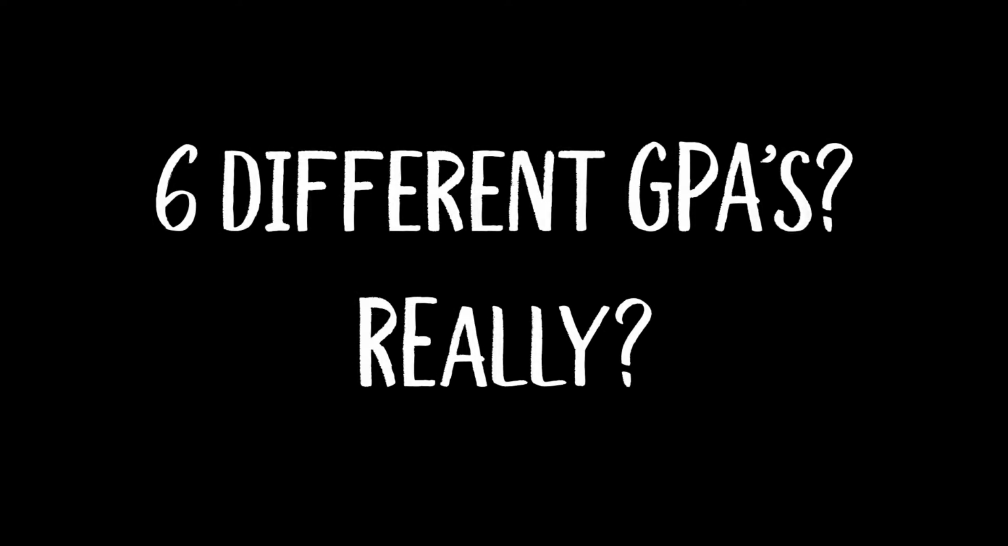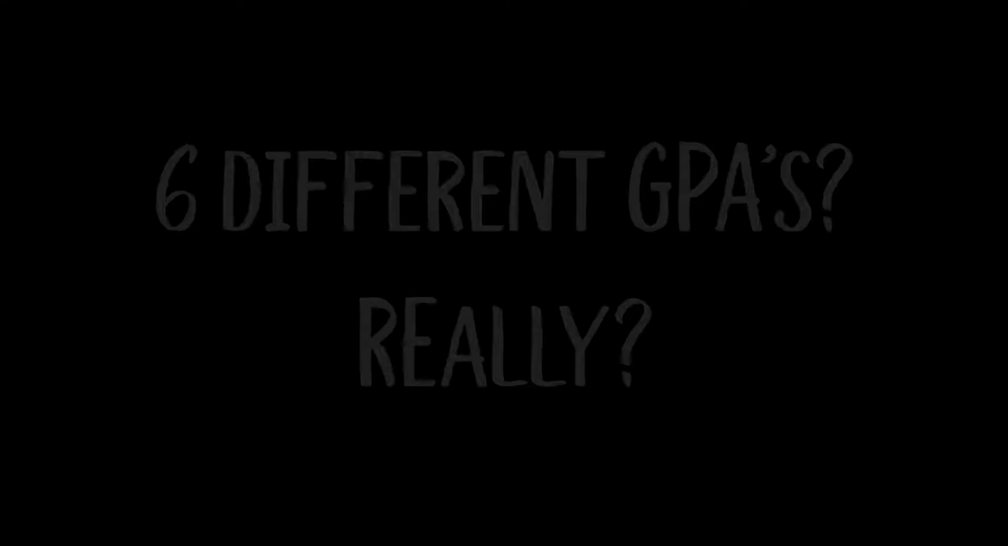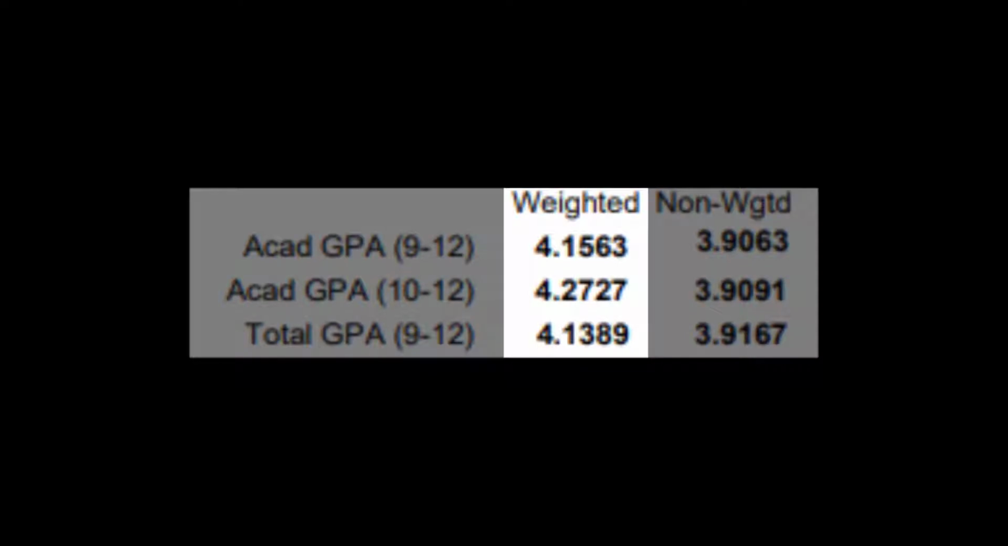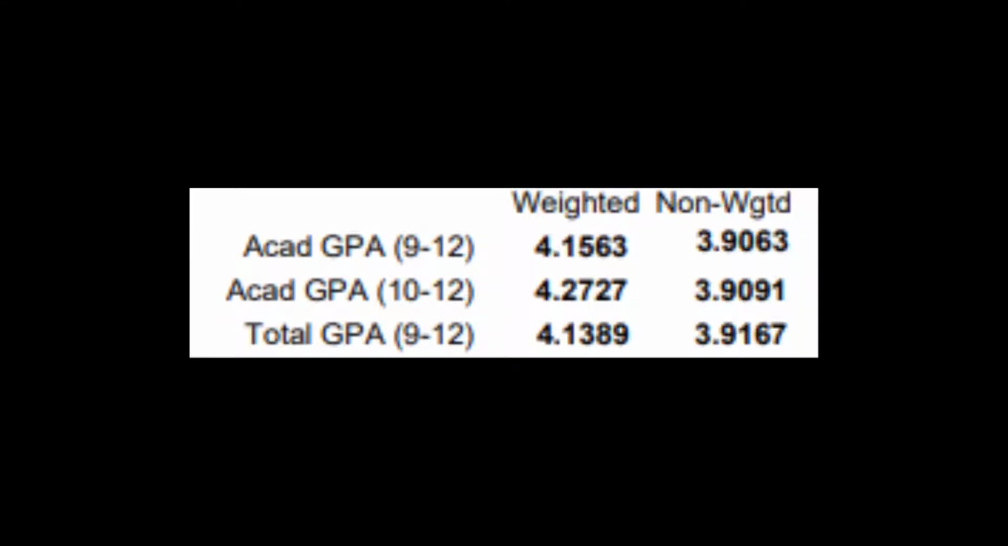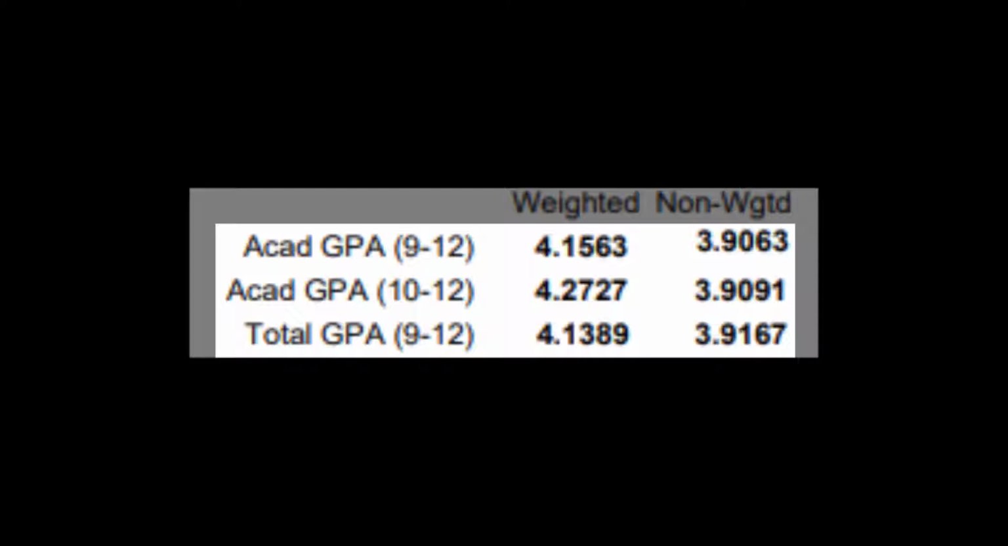You may also be curious why we show 6 different GPAs on our transcript. On the image on the screen, you see the vertical columns, and this is simply showing the weighted and unweighted GPAs that we just talked about. However, on the 3 different rows, the numbers are using different sets of classes to calculate your GPA.